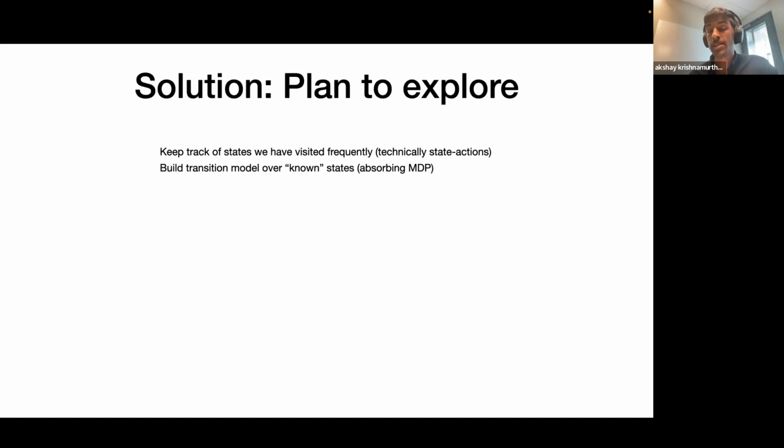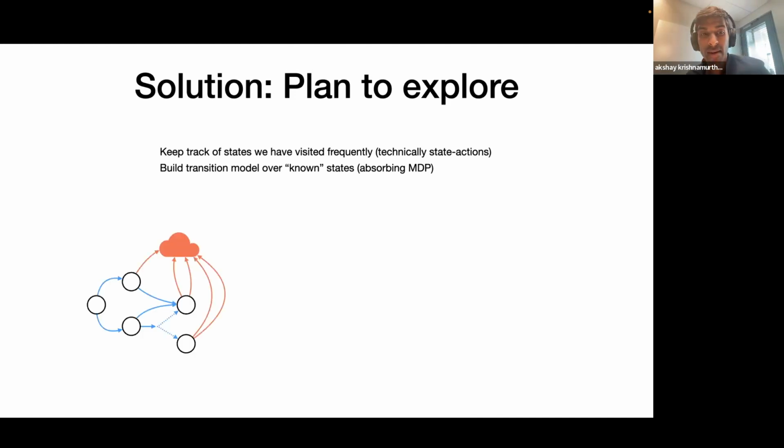And so we can build a transition model that's quite accurate over the states that we've seen many times. It will look something like this. Maybe when we're collecting data, we run around for a little bit, and from the state all the way on the left, we've seen both actions many, many times. So we'll call them known. All the blue ones are things we've seen many times and we have good estimates. The red ones are all things we haven't seen many times at all.